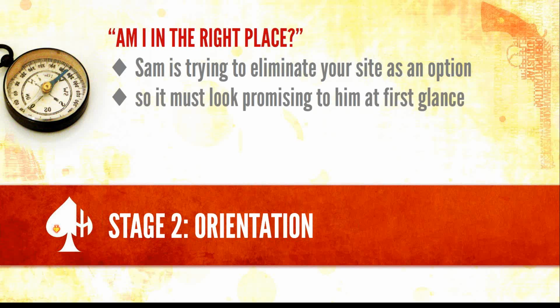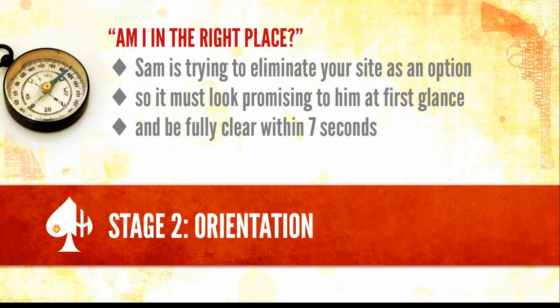which means that it must look promising to him at first glance. You've got maybe 4 seconds. If it's not good within 4 seconds, he's out of there. And within 7 seconds, it must be fully clear that he's in the right place, because if that initial, yeah, maybe I'm in the right place, of 4 seconds turns into, no, I'm not, after 7 seconds, again, he's out of there.